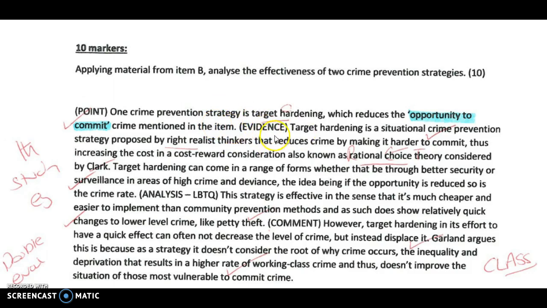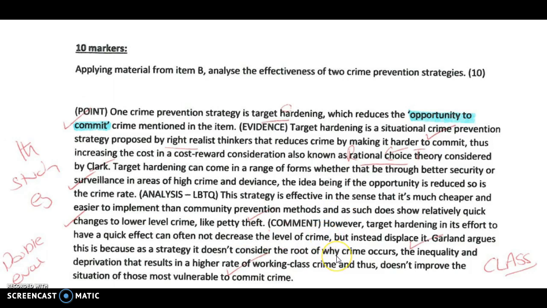And then she gives a bit of evidence, or she starts to explain it. She talks about what it is, linking it to rational choice theory, which was by Clarke. She gives a couple of examples of what that is, and then she starts to answer the question, linking it back. That's what LBTQ means, link back to question. This strategy is effective in the sense that it's cheaper, and she talks about different types of crime here. Then she does that little bit of an evaluative point, because she puts it to the negative side, or the negative evaluation. Target hardening has a quick effect, but it doesn't decrease crime, it just displaces it, and she explains that as well.